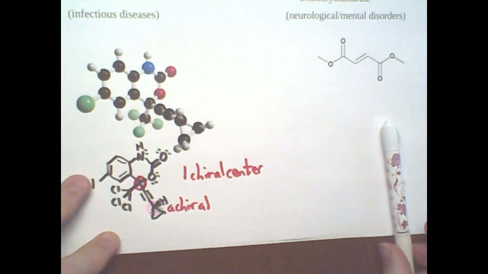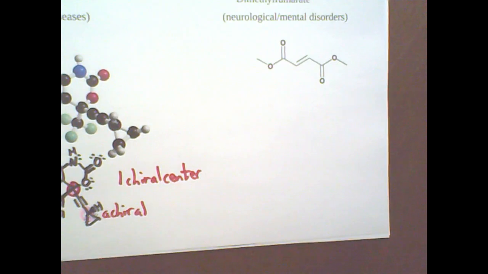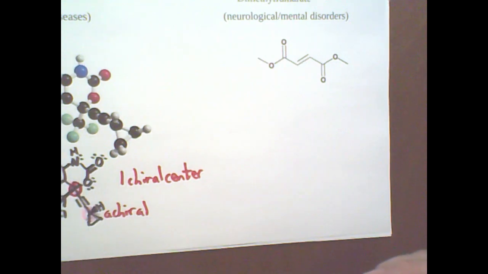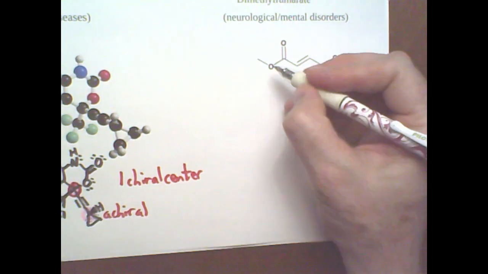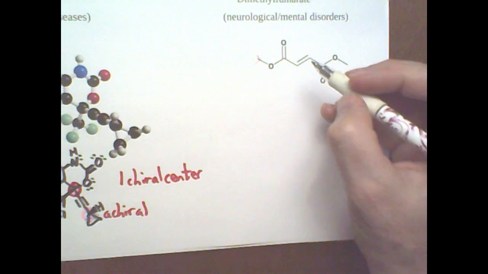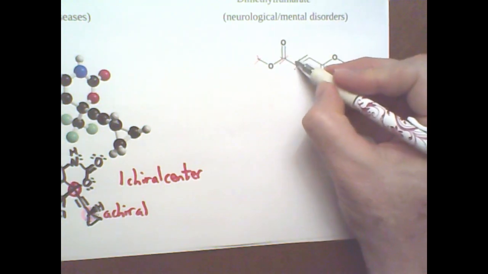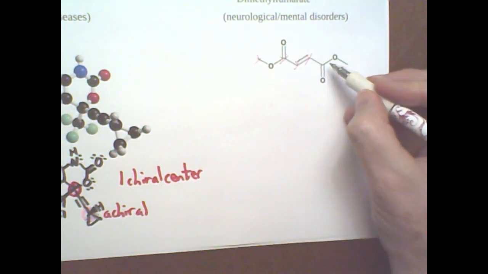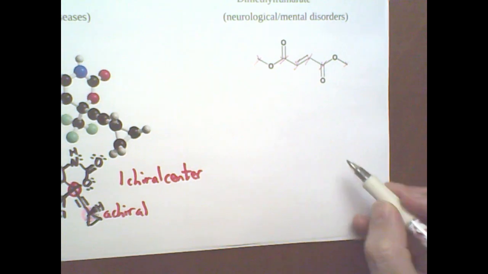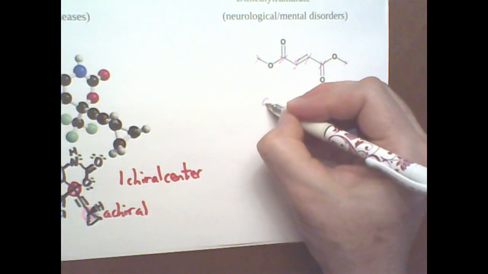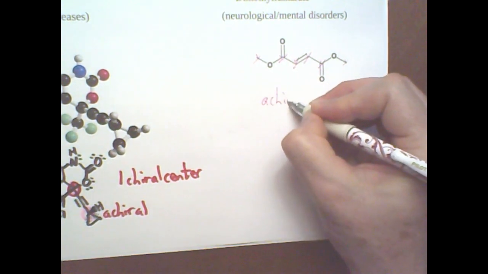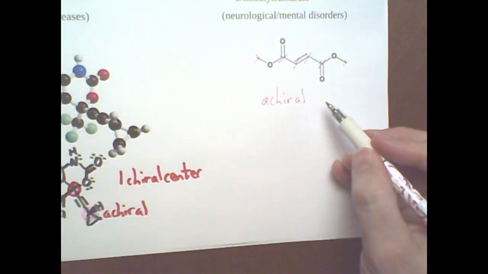Let's go over to dimethylfumarate. Ones we can rule out. Do you remember why we can rule that one out? 3 H's, double bond, double bond, double bond, double bond, 3 H's. There are 0 chiral centers on this dimethylfumarate molecule.